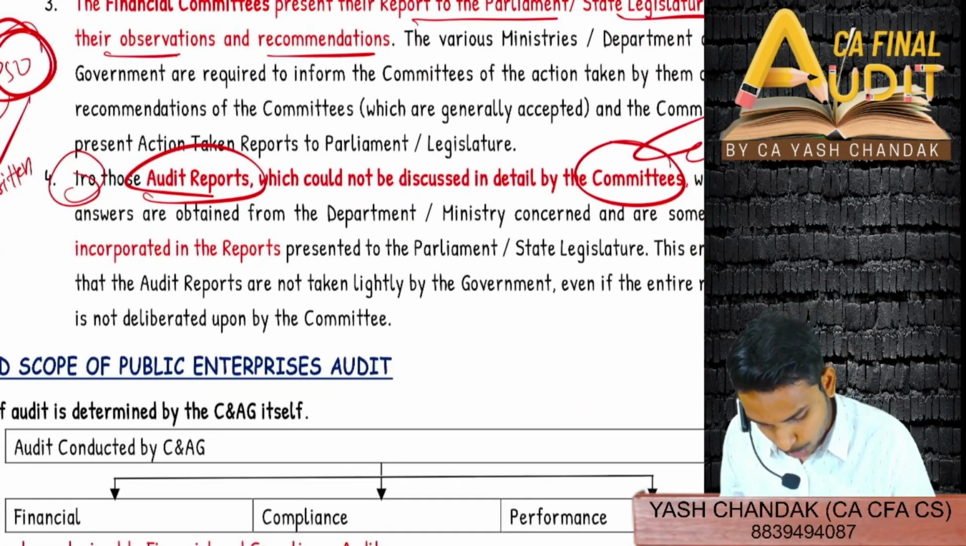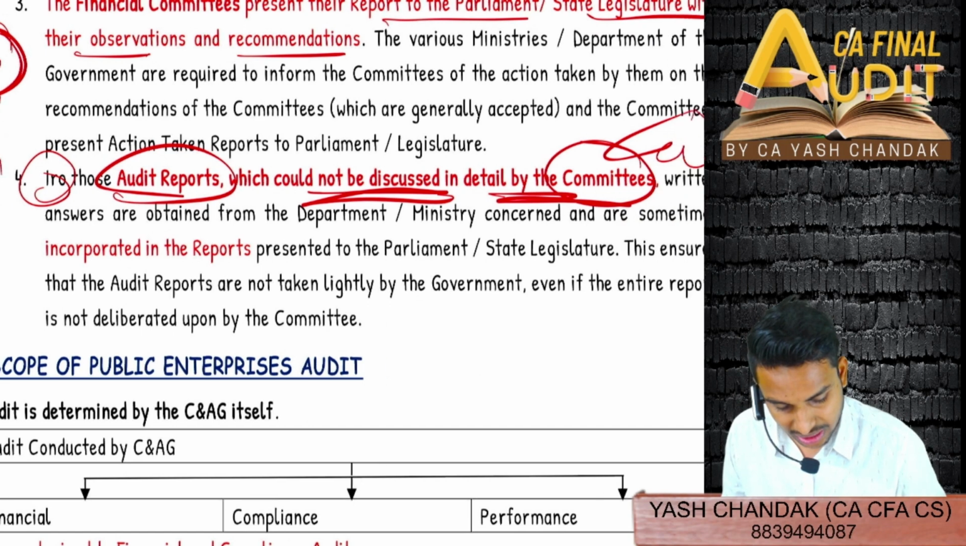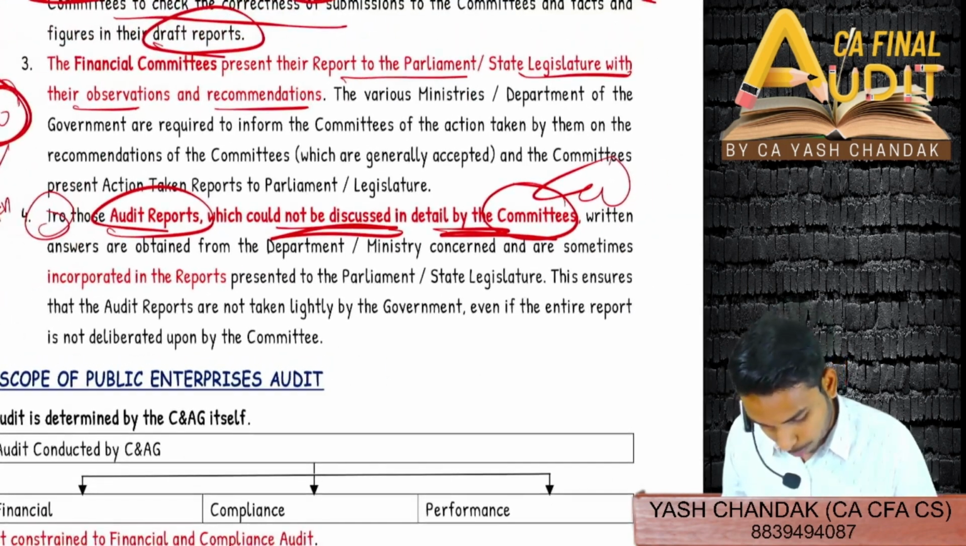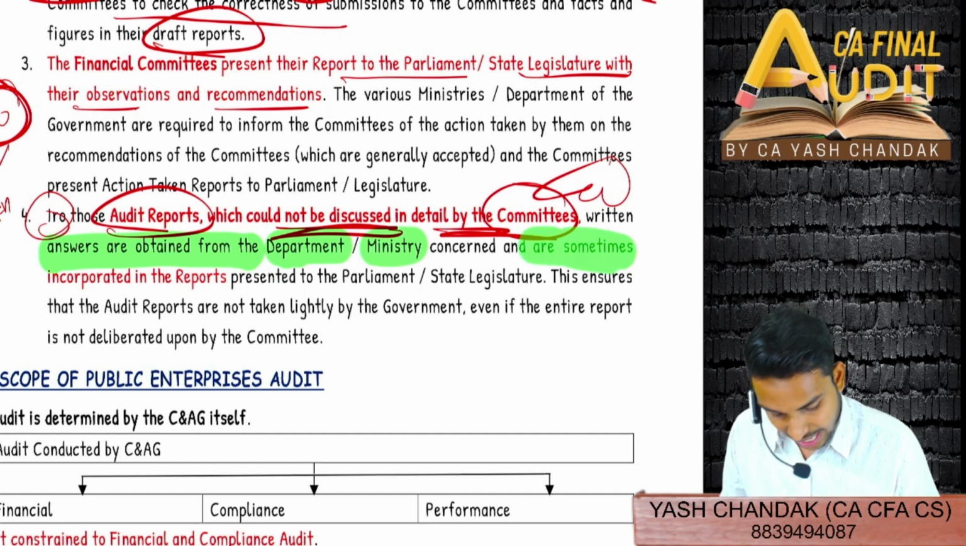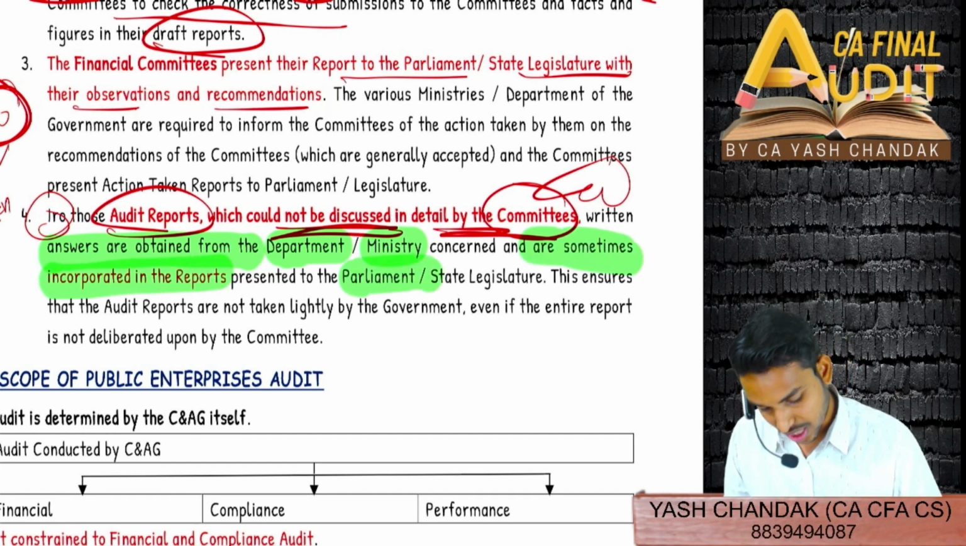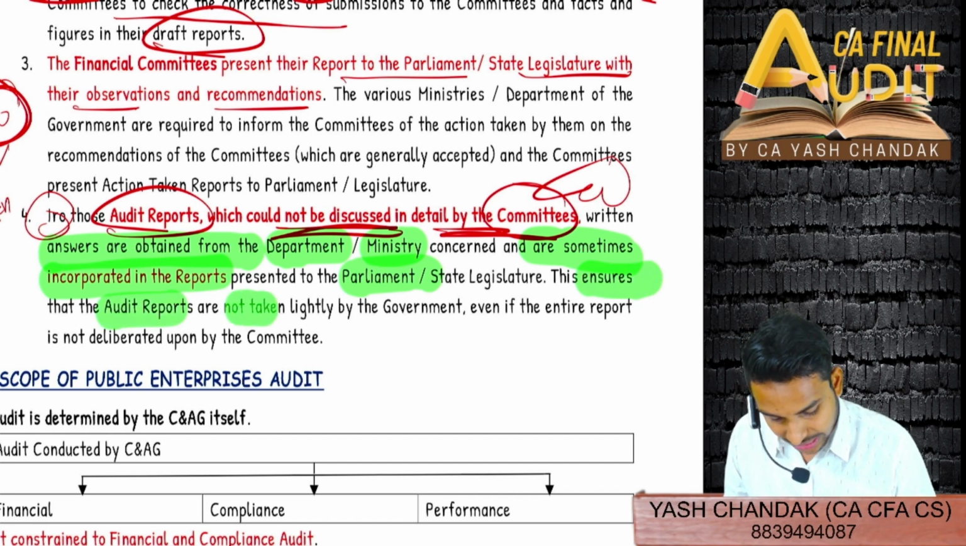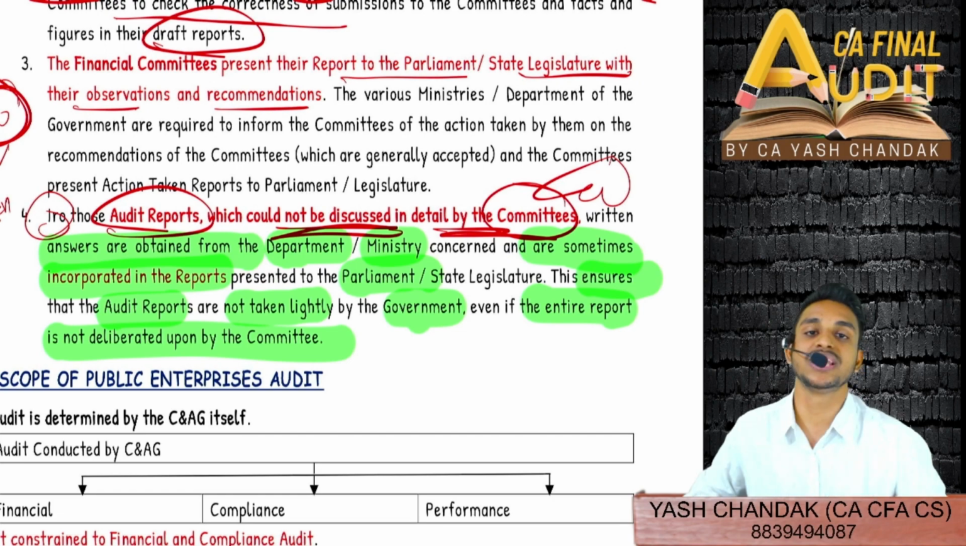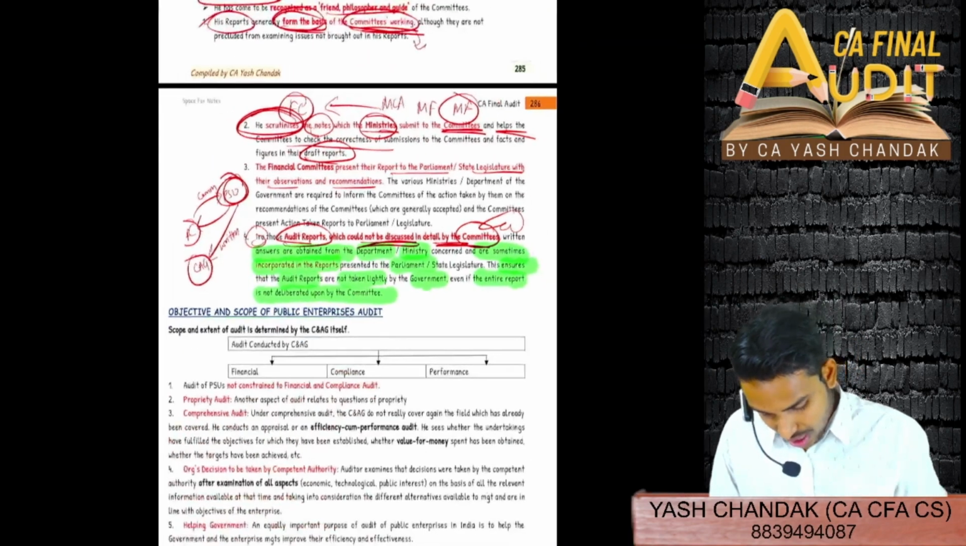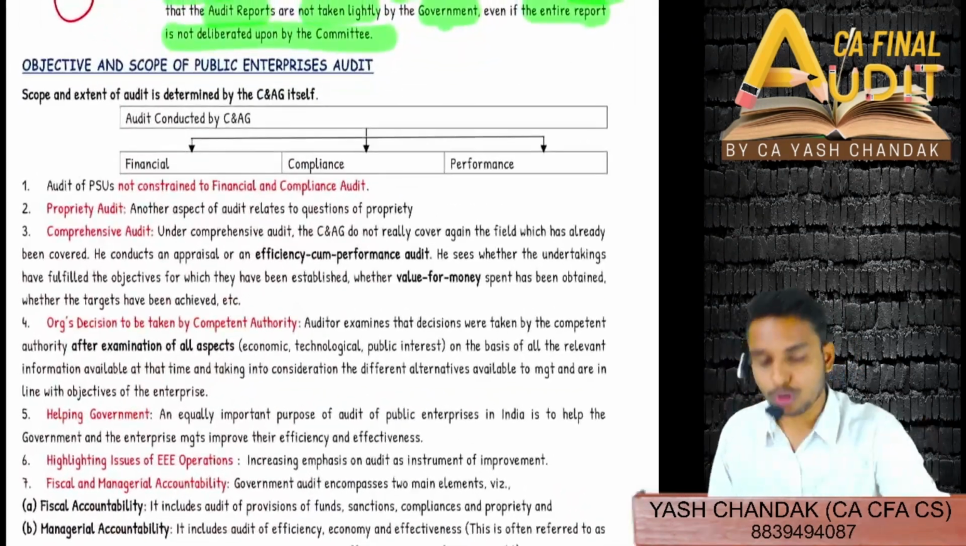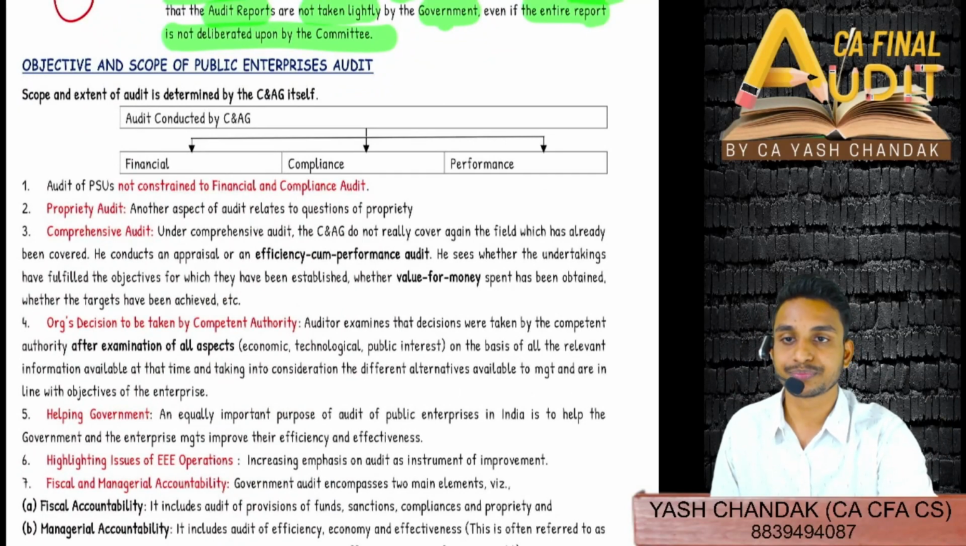In respect of the audit reports which could not be discussed in detail by the committees, written answers are obtained from the department or ministry concerned, and are sometimes incorporated in the reports presented in the Parliament or the state legislature. This ensures that the audit reports are not taken lightly by the government, even if the entire report is not deliberated upon by the committee. Now let's come to the object and scope of public sector audit.